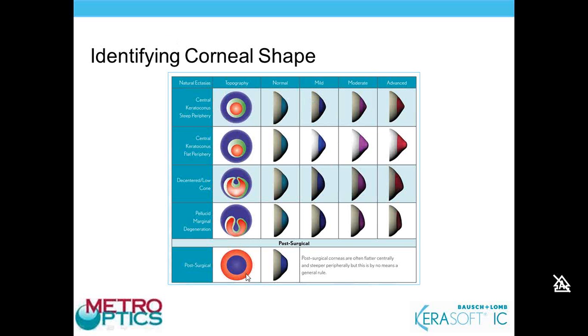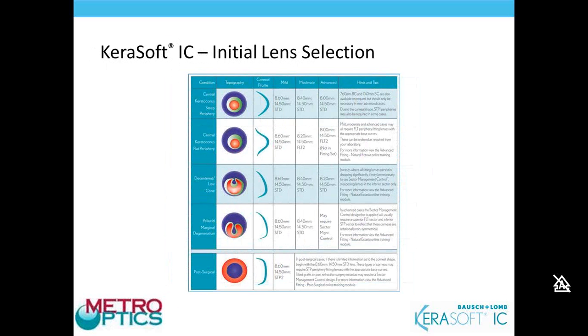And lastly, we have that post-surgical eye, whether it's a transplant or post-refractive surgery, that has that reverse geometry profile, that tabletop type presentation. And that's when you would use that 8/6 Steep 2 diagnostic lens that's in your set.